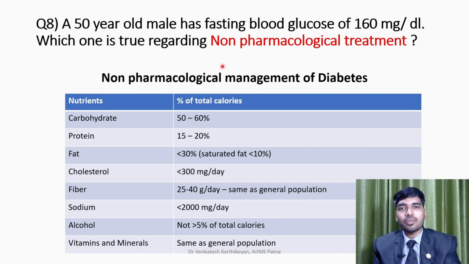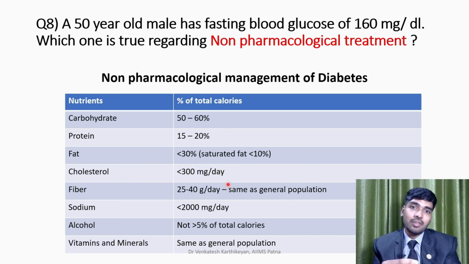Carbohydrates should constitute 50 to 60% of the total calories in diabetes patients. Proteins should constitute 15 to 20%. Fat should be less than 30%, and that too from animal fat. Saturated fat should be less than 10%. Cholesterol should be less than 300 mg per day. Fiber should be 25 to 40 grams per day, which is the same as that of the general population.